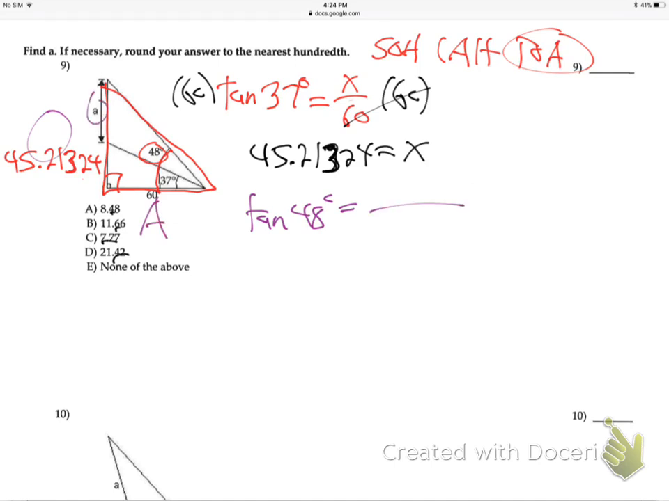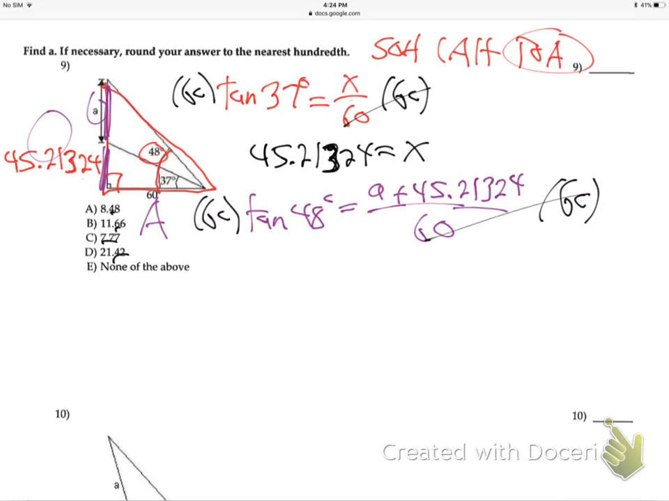So what's that whole side? A, that's A, plus the 45.21324 over adjacent 60. So we can use this to solve for the little a. How do we solve for the little a? Well, kind of like last time, multiply by 60. Boom, that cancels. Then over here my calculator tells me 60 times tangent 48. I'm getting 66.63675 equals little a.